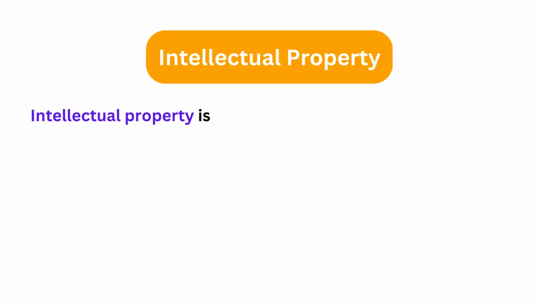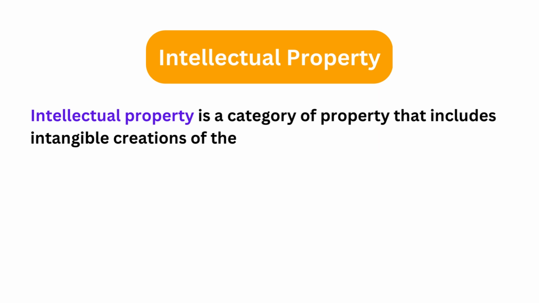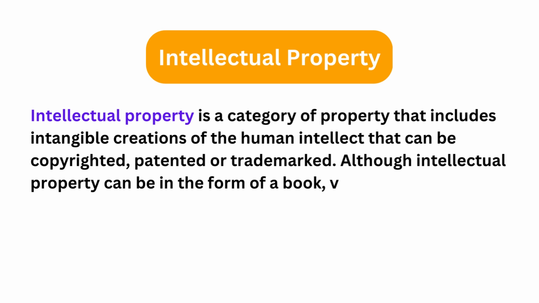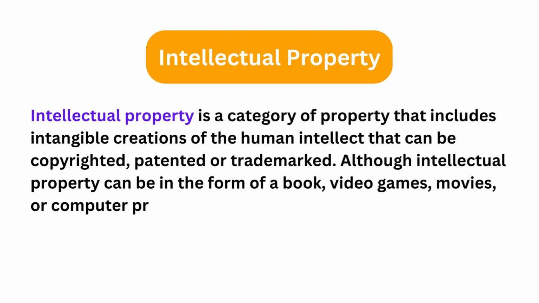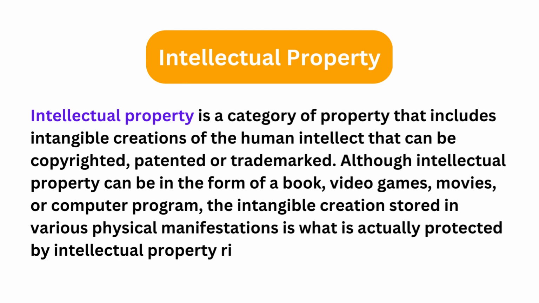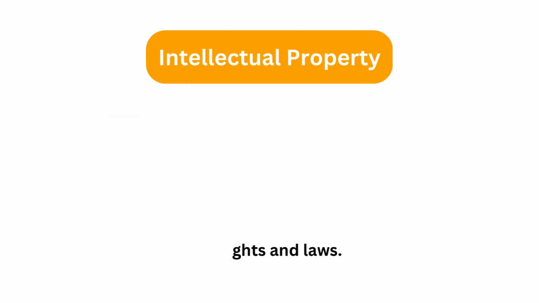Intellectual property. Intellectual property is a category of property that includes intangible creations of the human intellect that can be copyrighted, patented or trademarked. Although intellectual property can be in the form of a book, video games, movies, or a computer program, the intangible creation stored in various physical manifestations is what is actually protected by intellectual property rights and laws.